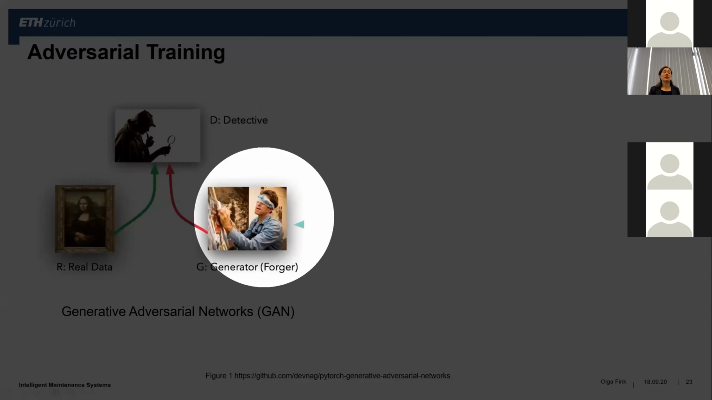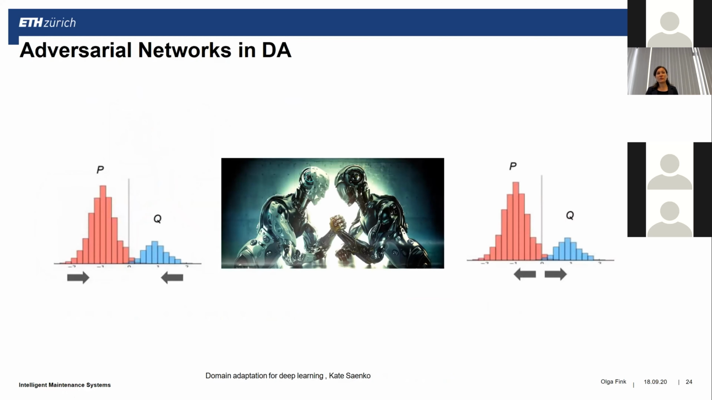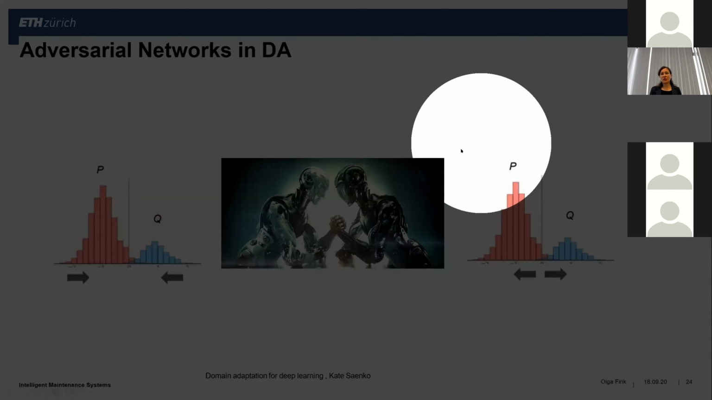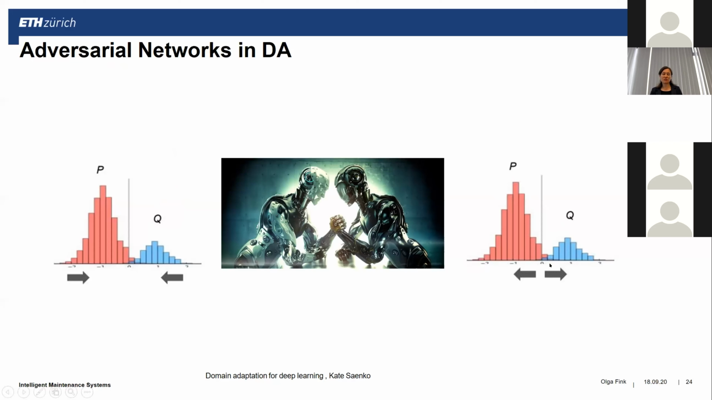And this same principle is also applied in adversarial domain adaptation. So we have two parts. On the one hand, we have the domain discriminator, and its goal is to be able to distinguish whether the sample is coming from the source or from the target domain, so to make them distinguishable. And on the other hand, the task of the feature generator is to make the two domains as similar as possible, so that they are indistinguishable in the feature space.